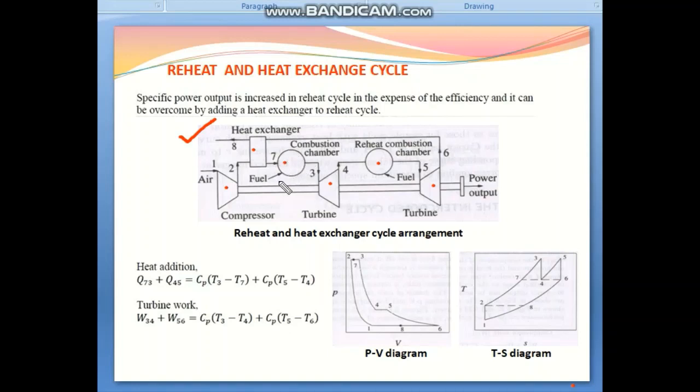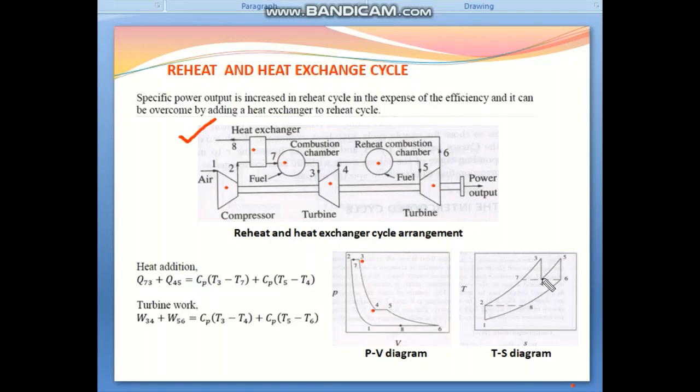Here it mixes with the fuel and combustion takes place, that is 7 to 3. This is the 7 to 3 process, the constant pressure process. Okay. After that combustion chamber, the combustion product then flows through the turbine. This is the expansion process, 3 to 4. Adiabatic expansion process, this is 3. This point is 4. This is a constant entropy process, 3 to 4.